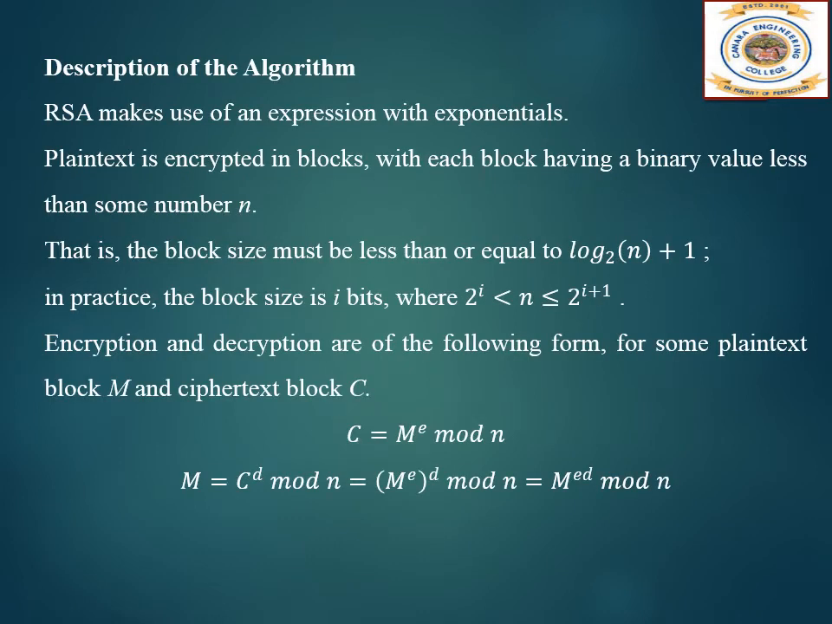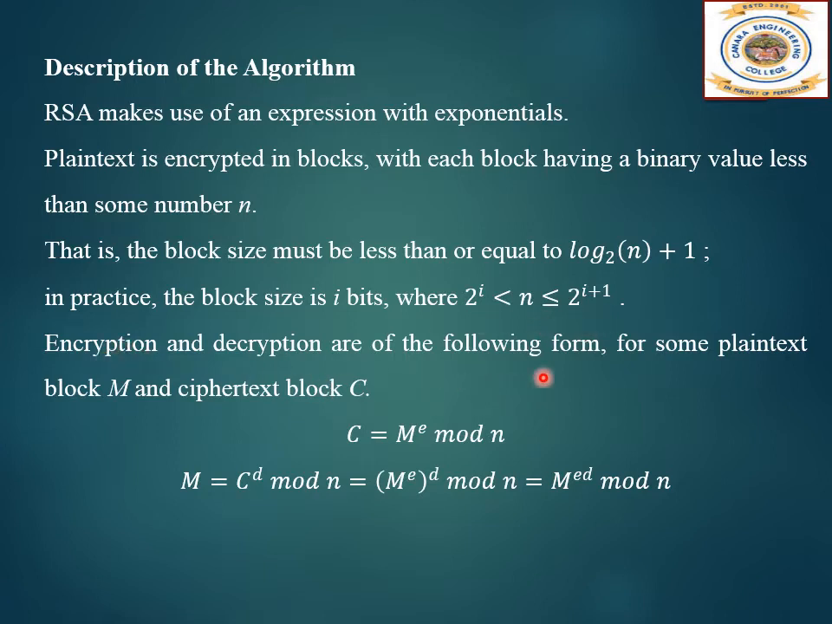Let us see how this algorithm works. RSA makes use of an expression with exponentials. Plain text is encrypted in blocks, with each block having a binary value less than some number n. That is, the block size must be less than or equal to log n to the base 2 plus 1. In practice, the block size is i bits, where n ranges between 2 to the power i to 2 to the power i plus 1.